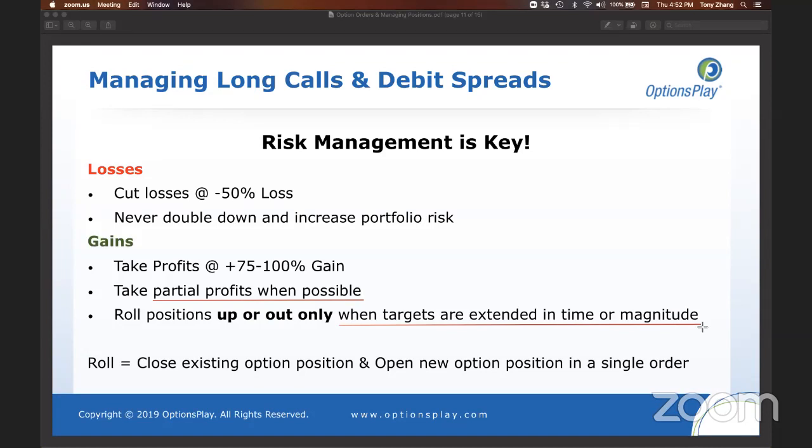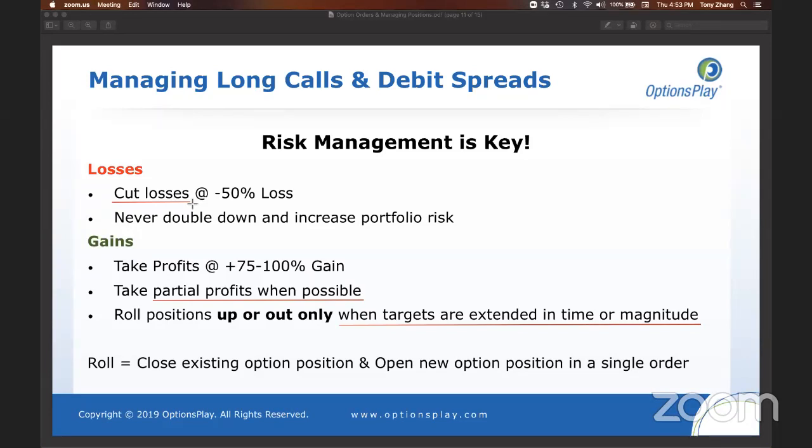This is not something to do when things are going against you, because the rule of thumb is, when things are going against you, you should simply cut losses and move on. You should not be trying to repair a trade and add more risk to it. Anything that you're doing with respect to rolling or modifying the existing trade should really be when you have changes in the target, because the target price is now extended or the target price needs more time to be reached. That's the only time when you want to roll a position.